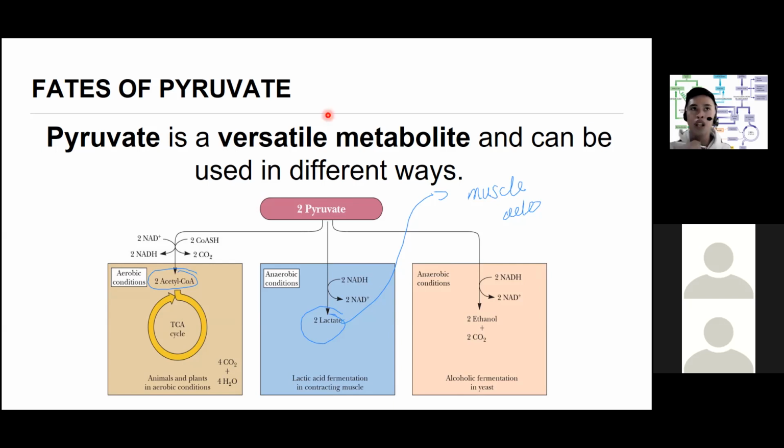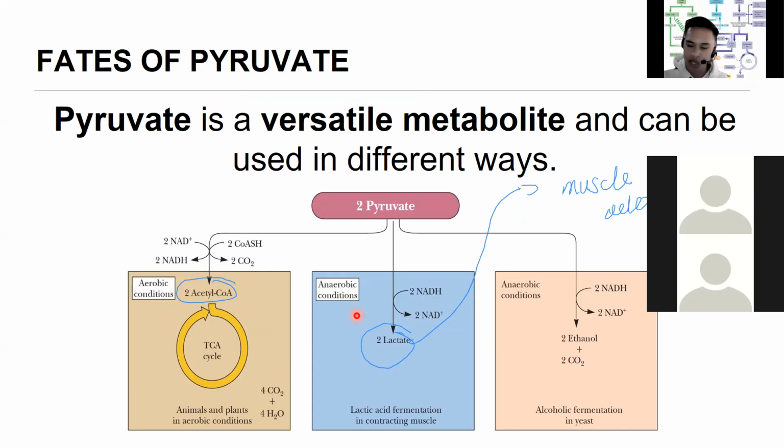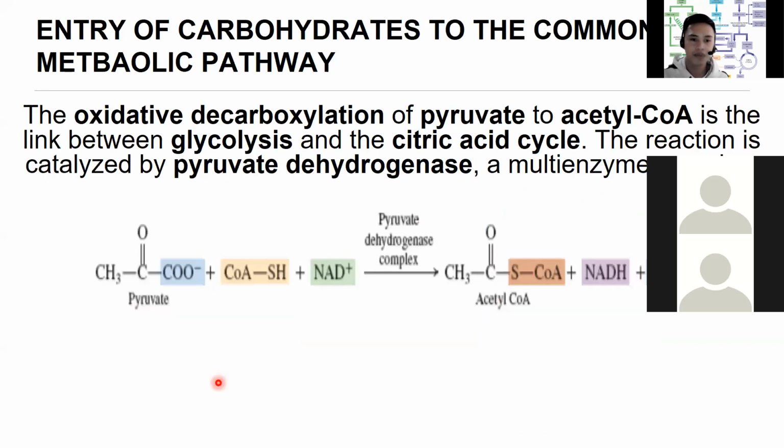However, let's say you don't do a lot of exercise. Therefore, your muscles will actually be aerobic. Your aerobic muscles will convert pyruvate to acetyl-CoA. Once the acetyl-CoA is produced, it will then enter the Krebs cycle. So in other words, pyruvate is the key metabolite that can enter the Krebs cycle. Is that clear?